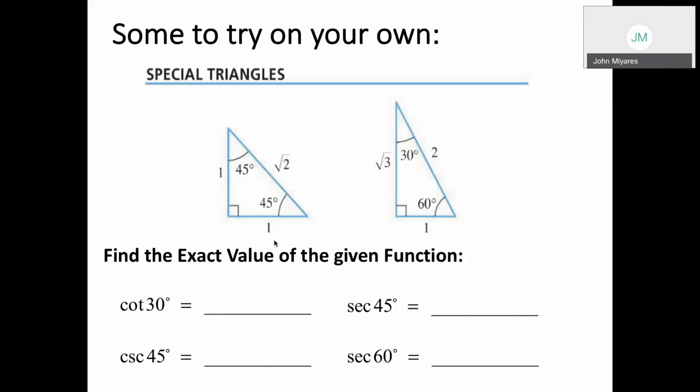To find the cotangent of 30 degrees, we'll look at the 30, 60, 90 triangle on the right and come at it from the perspective of the 30-degree angle. The cotangent is the adjacent over the hypotenuse, which then becomes the square root of 3 over 1.